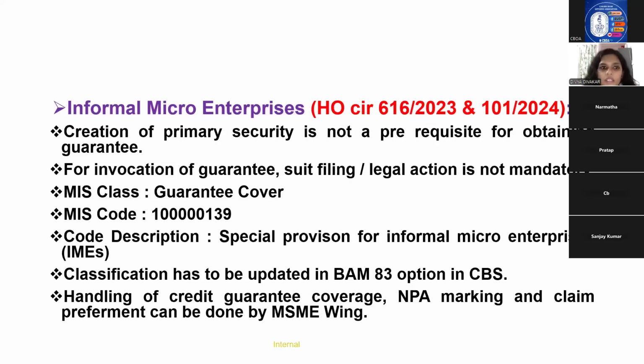Then creation of primary security is not a prerequisite for obtaining guarantee. For invocation of guarantee, suit filing and legal action is not mandatory. We are discussing the IMEs, okay? So again, classification has to be updated in BAM 83, option in CBS. Handling of credit guarantee coverage, NPA marking, and claim preferment can be done by the way.